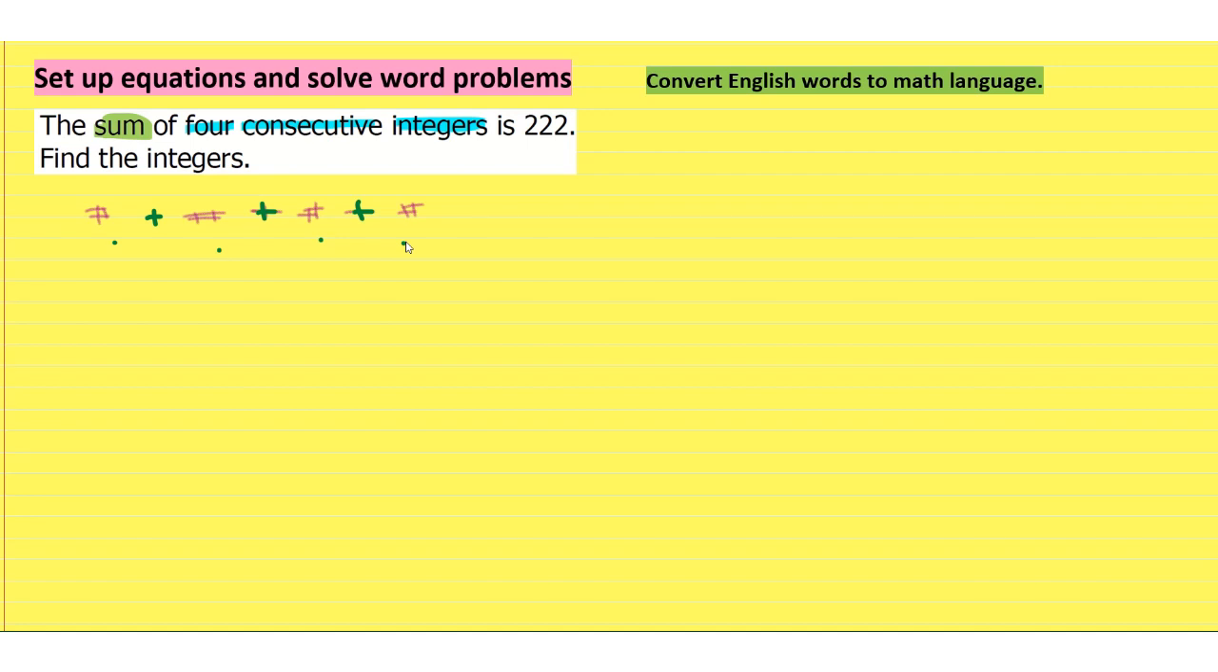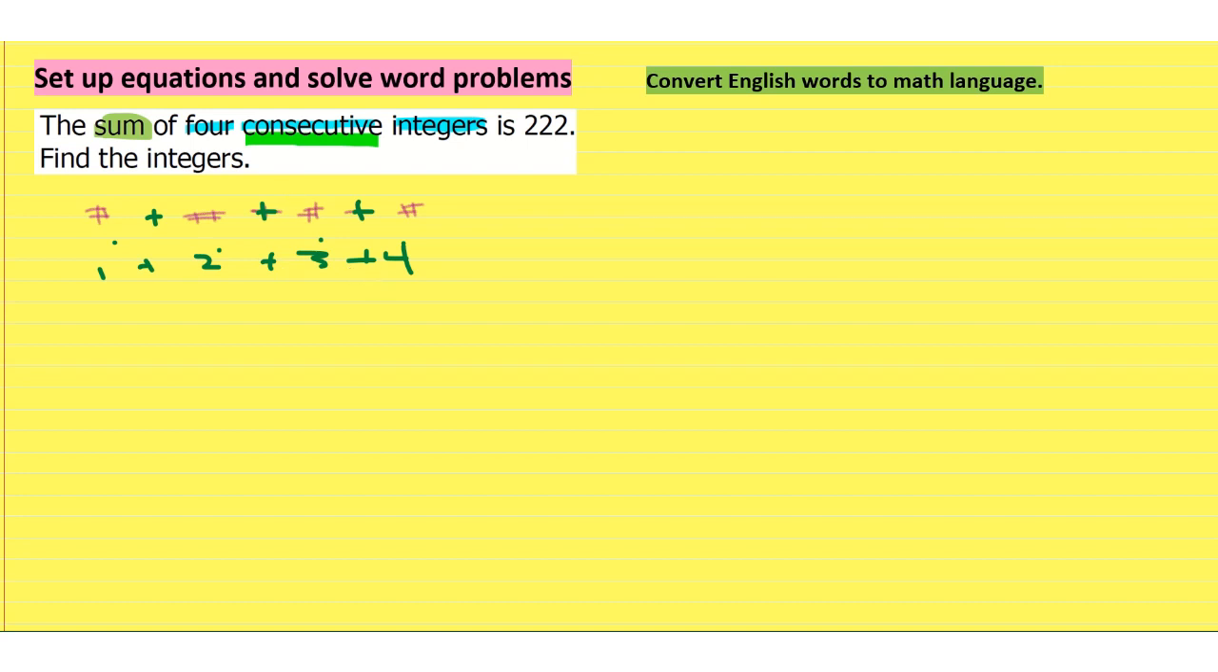Integers, of course, just means it could be positive numbers, it could be 0, or it could be negative numbers. Okay, so that's all integers means. But the word consecutive, we need to make sure we understand what consecutive means. Consecutive just means in a row. So for instance, it could be like 1 plus 2 plus 3 plus 4, because 1, 2, 3, 4 are numbers in a row.